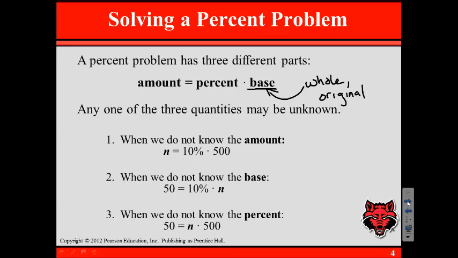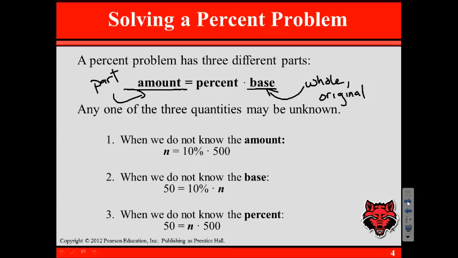And so we have an amount. You can think of the amount as maybe the part or the fraction that we have. The base is the original, the whole that we started with. Now, in this equation where amount equals percent times base, it's possible for any of these three quantities to be unknown. Hopefully not at the same time, because that would involve a different problem-solving method. So let's look at the three possibilities below.